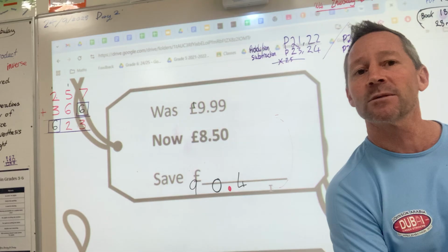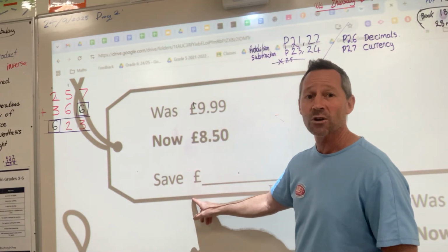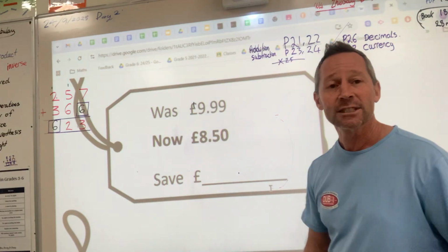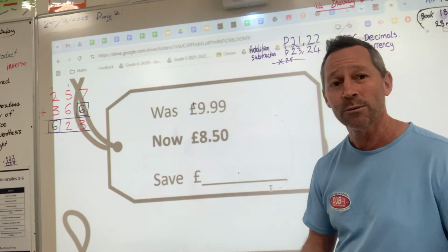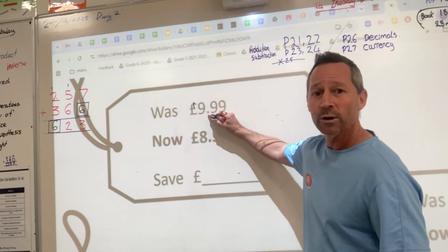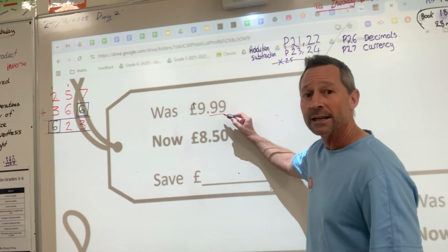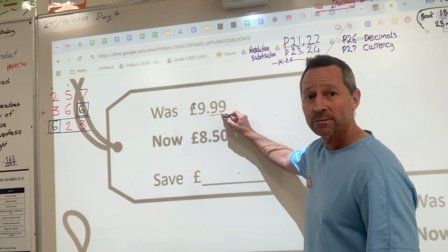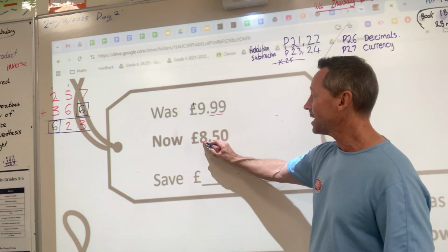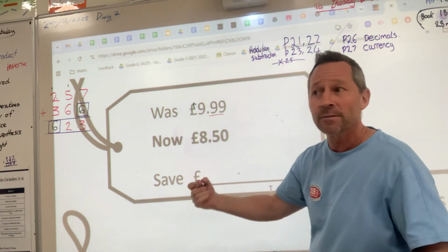Just be aware of this. When we're talking currency, I can see we've got the pound sign here. In other countries, they might have dollars and cents. In UAE, we've got dirhams and fils. Just be aware, after the decimal point is always 2 decimal place values. Always 2. Okay? This one says £8 and 50 pence, or you might say 8 dirham and 50 fils.